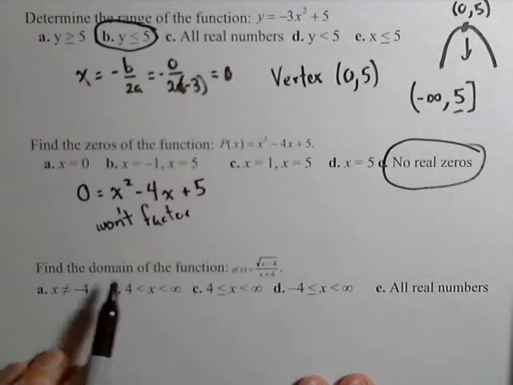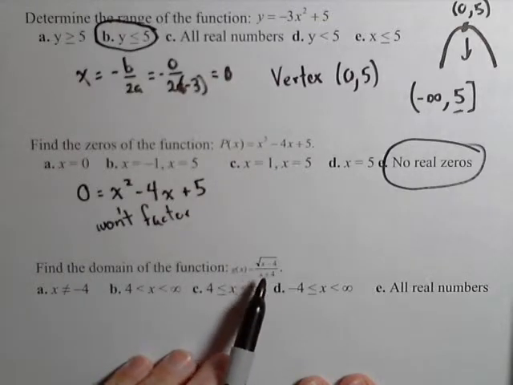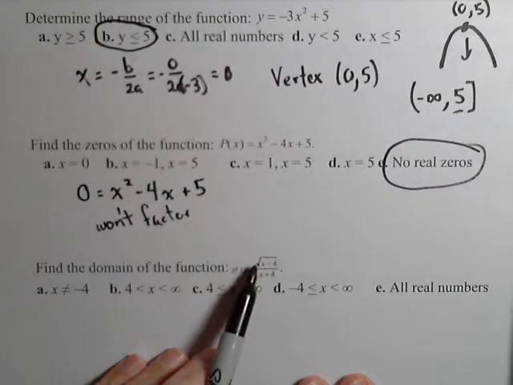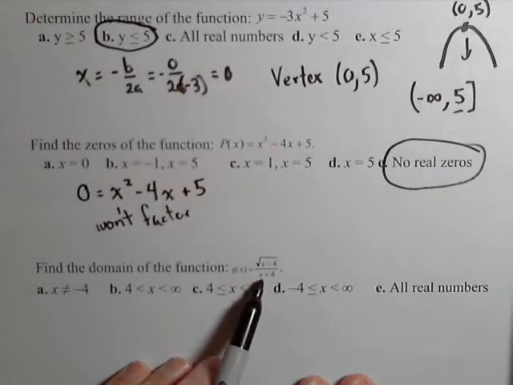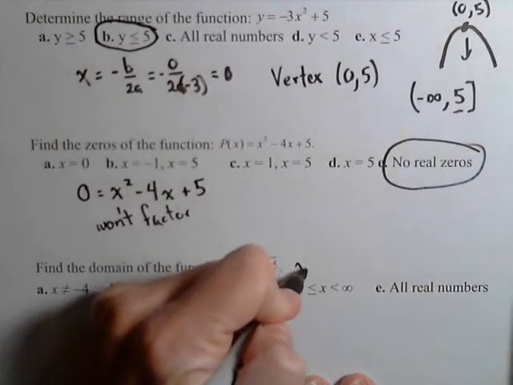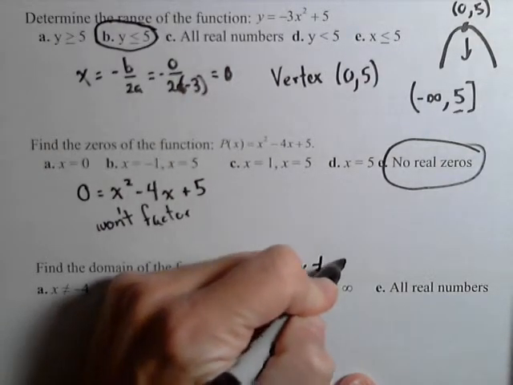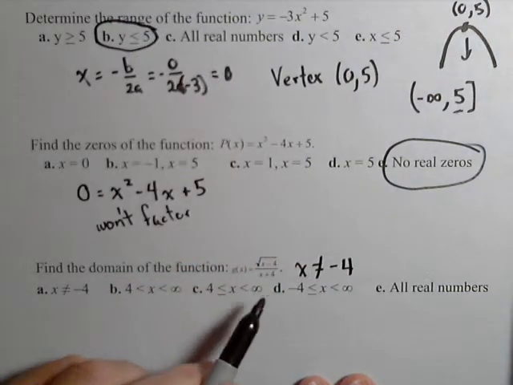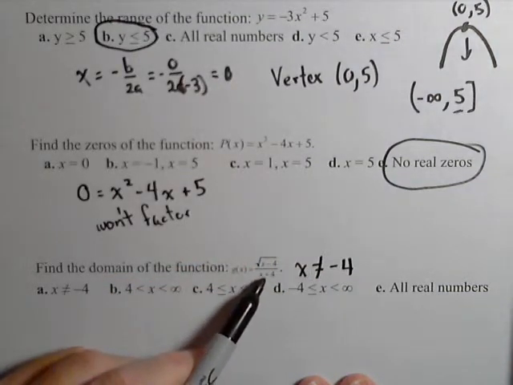Alright, last one. Domain of this function, g of x equals the square root of x minus 4, over x plus 4. Okay, we got two things going on here. The first one is that we have a radical. We can't have a negative in the radical. Second is we can't have a 0 in the denominator. So right off the bat, we know x cannot equal negative 4. Because if it's negative 4, we get a 0 in the denominator.